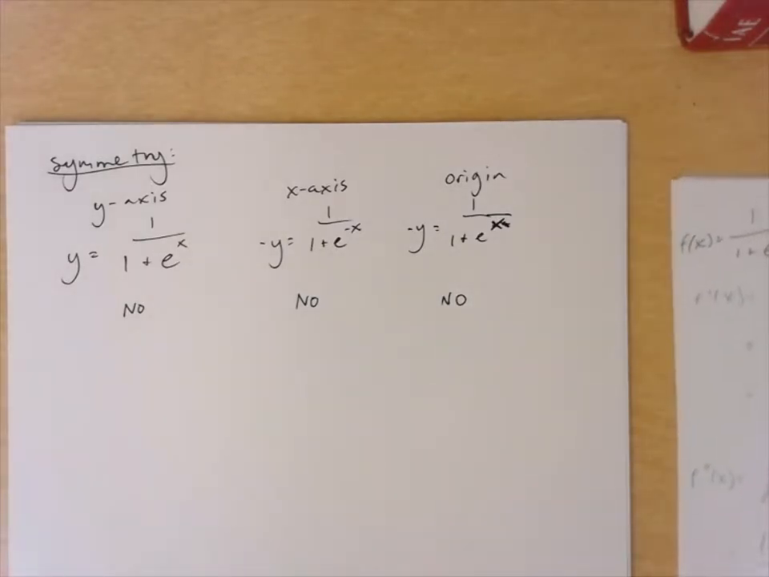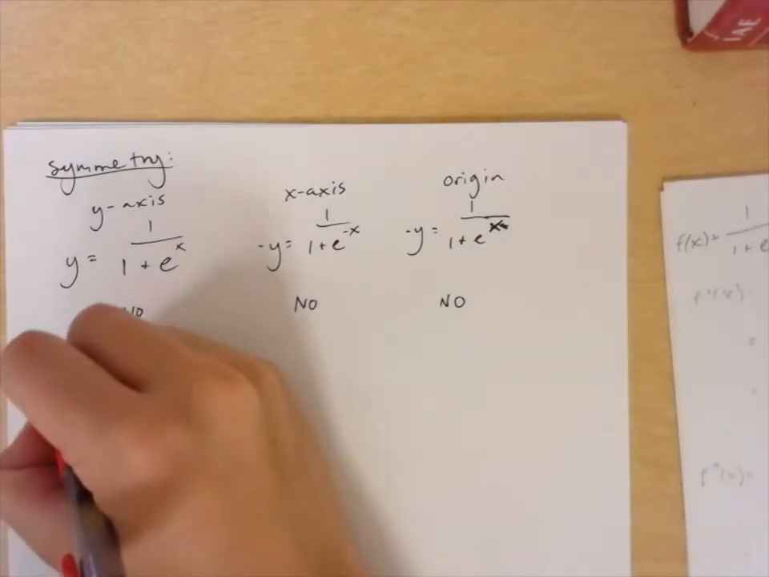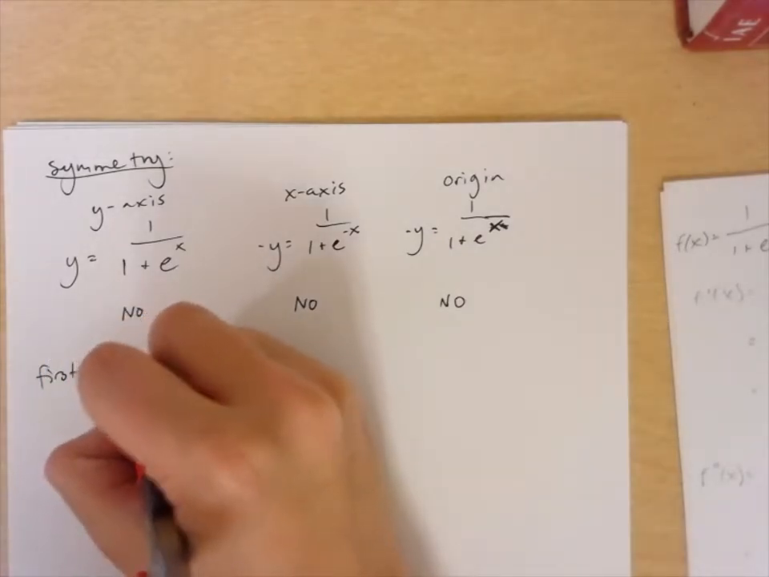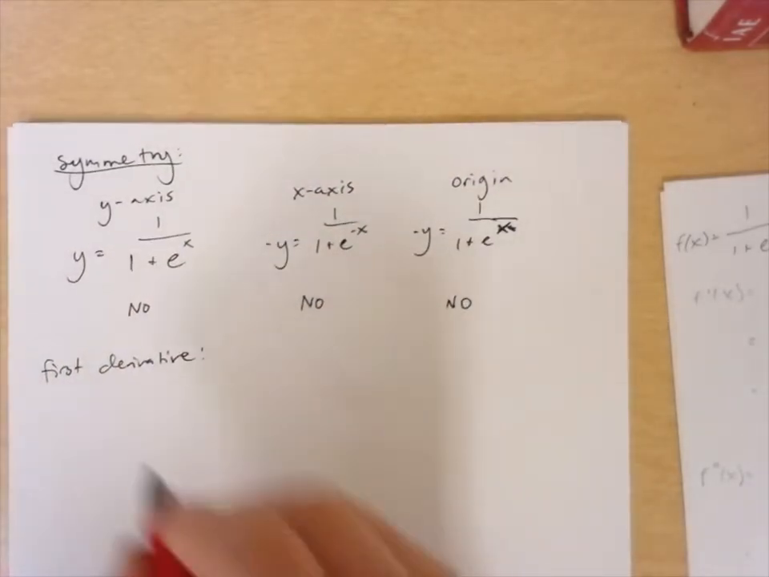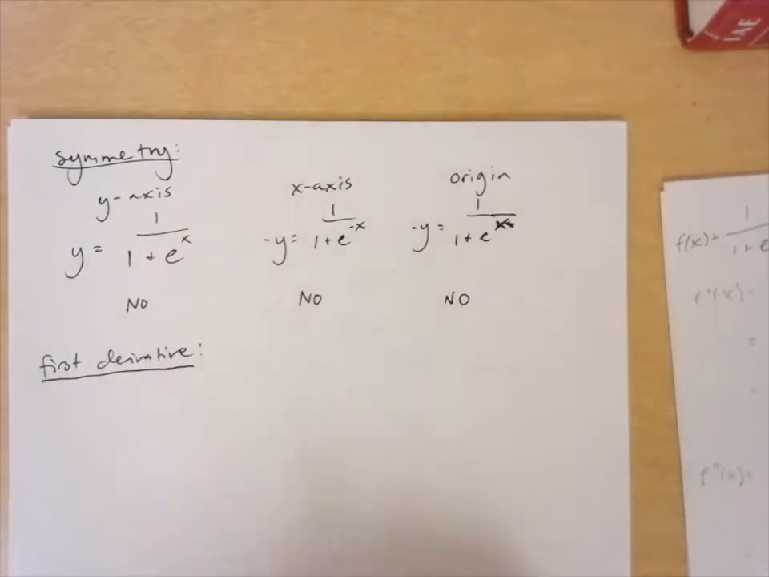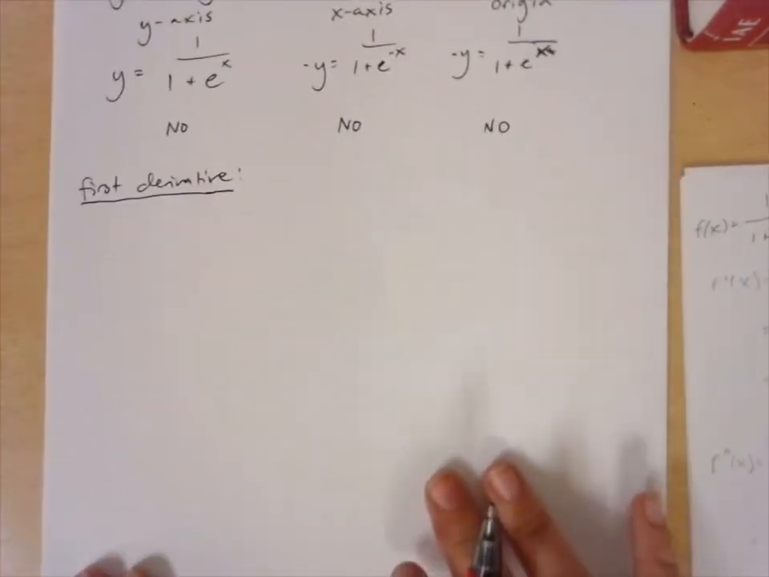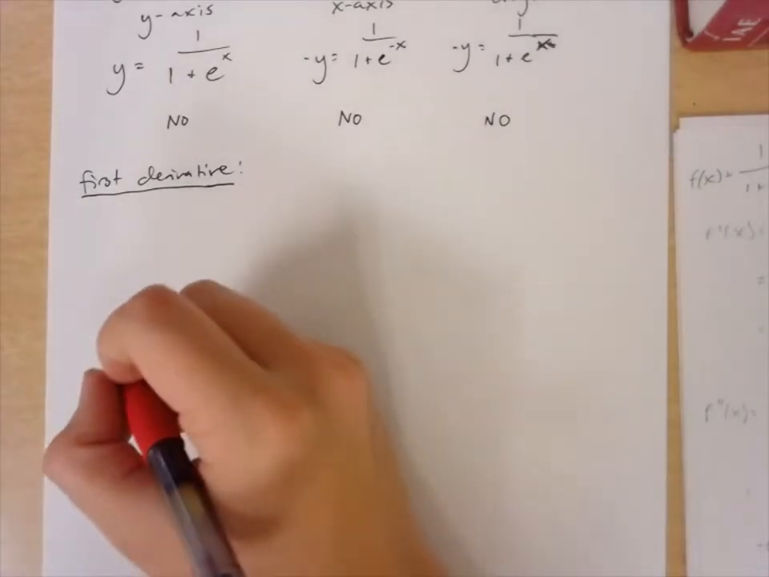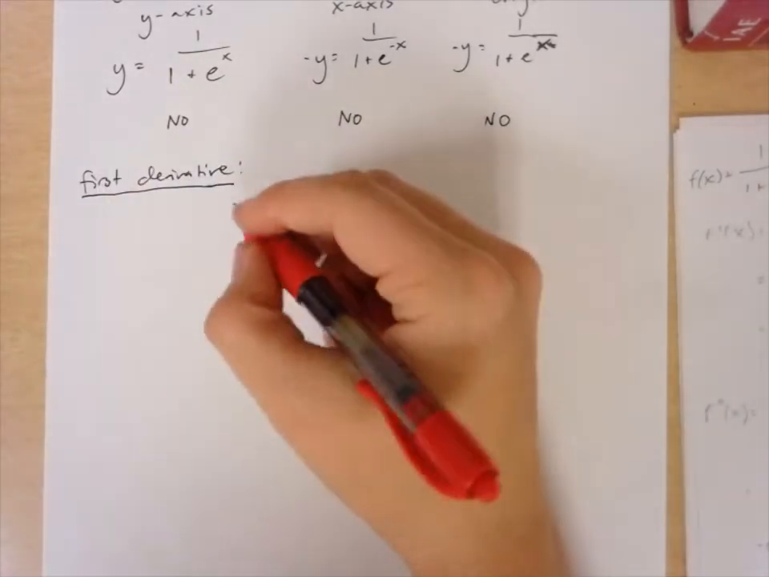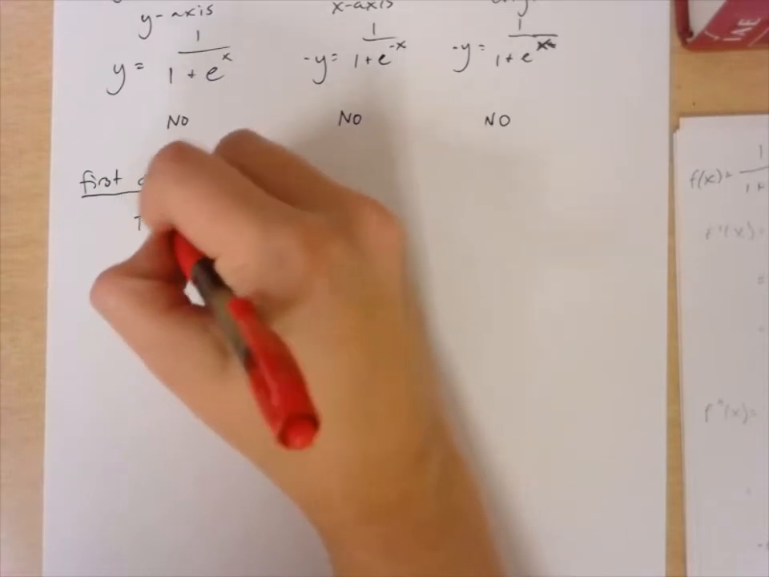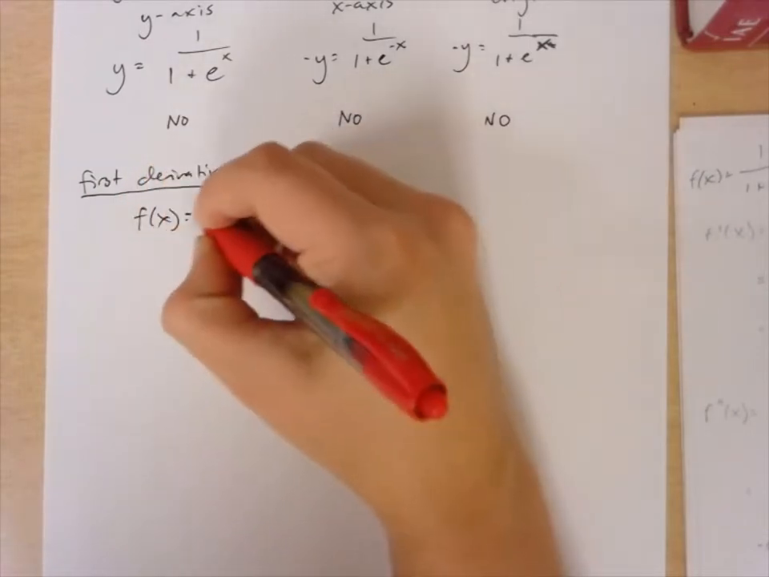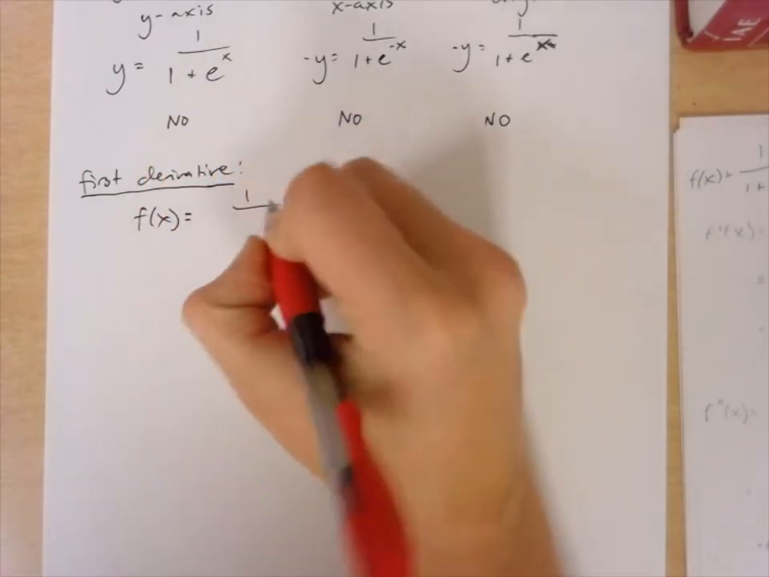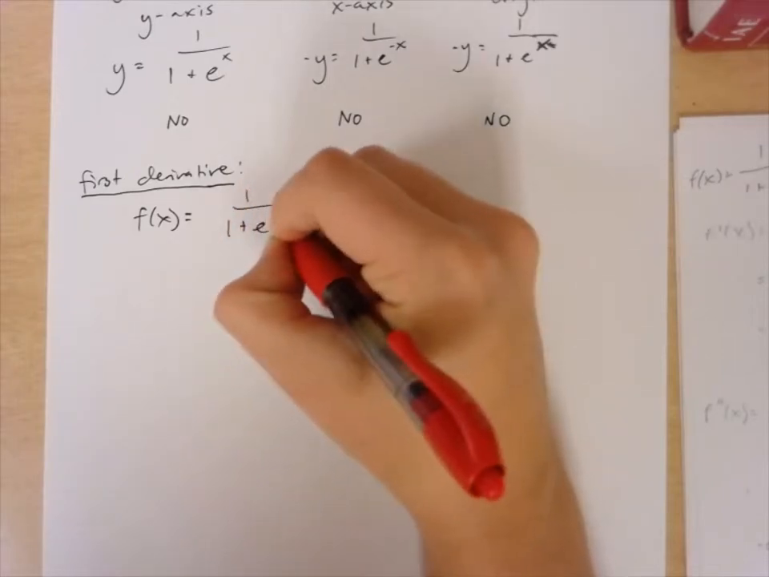And here's what we need to do next. Our first derivative. This is where things start to get kind of fun. We really get to tell a lot about our graph from the first and second derivative tests. So this is personally my favorite part. We make things a little bit interesting now. So first derivative, let me write out f of x one more time, so we get that reminder of what we're working with. 1 over 1 plus e to the negative x.